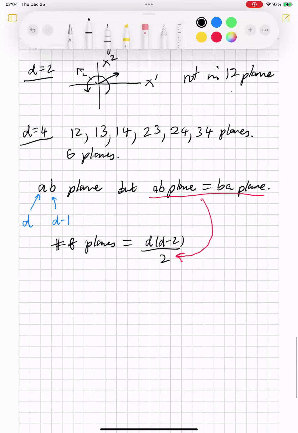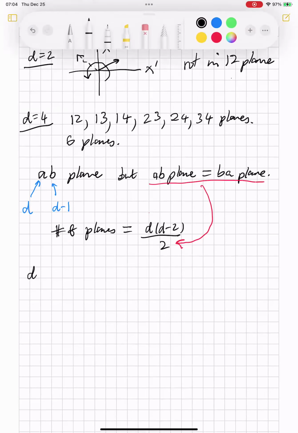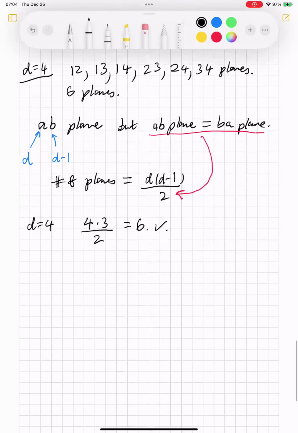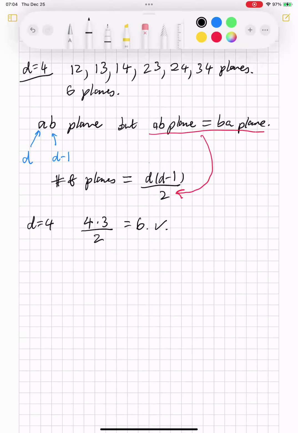You can check that in D equal to 4, we've got 4 times 4 minus 1, which is 3, divided by 2. That's 6. Good. Now notice something. 6 is also the number of Lorentz transformations.